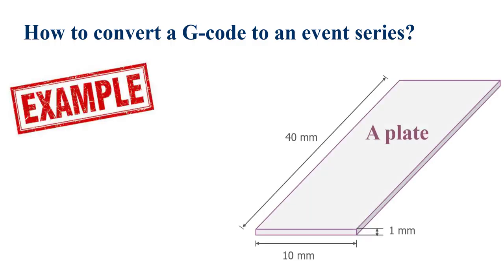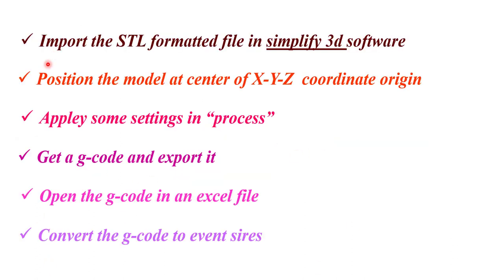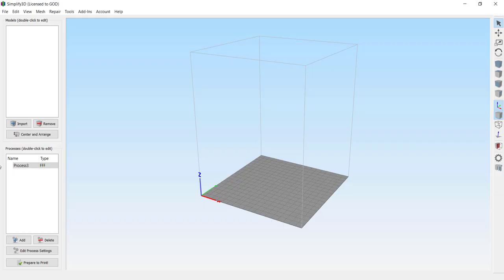After this step, you should pay attention to creating a G-code from an STL formatted file. The STL file is created successfully, but you should convert this file to a G-code one. Next, position the model at the central part of the X, Y, Z coordinates, in other words, the origin point. The reason for that, I will explain with the real example.